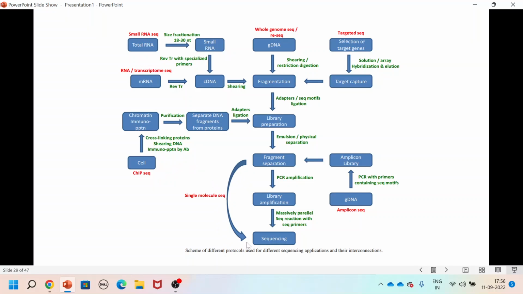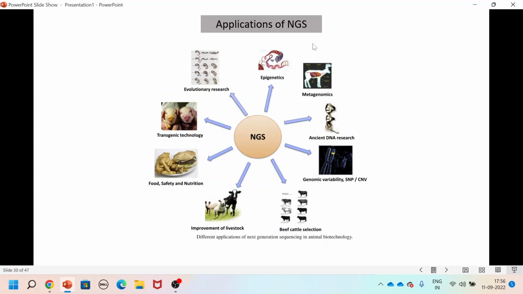Also, we can go for the single molecule sequencing, as we know that the third generation sequencing involves single molecule sequencing, or we can go for the amplicon sequencing. So these are the various applications and their interconnections which I have shown here for the next generation sequencing. Also, next generation sequencing has its application in the field of epigenetics, in the field of evolutionary research. If you want to produce some transgenic animal, it is important to know the genomic DNA. Like it is important to have its genomic information. So it is important in the field of generating some transgenics.